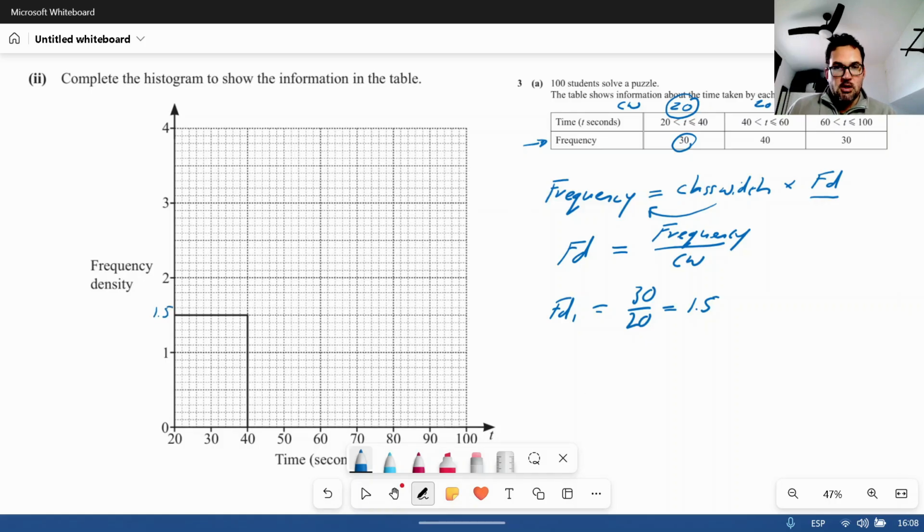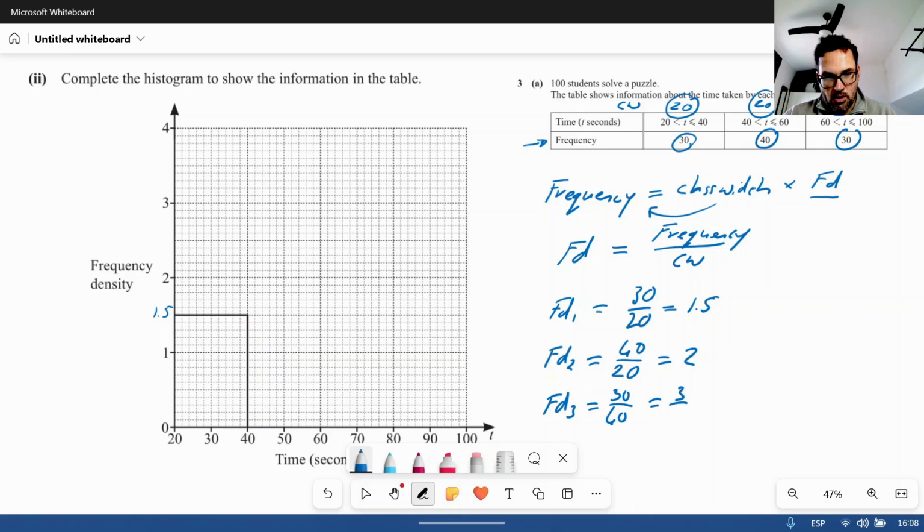Okay, so we're going to have 3 bars, so we need to do the second one. The second frequency density will be 40 divided by 20, which of course is 2. And the third one will be 30 divided by 40, which is 3/4, 0.75.